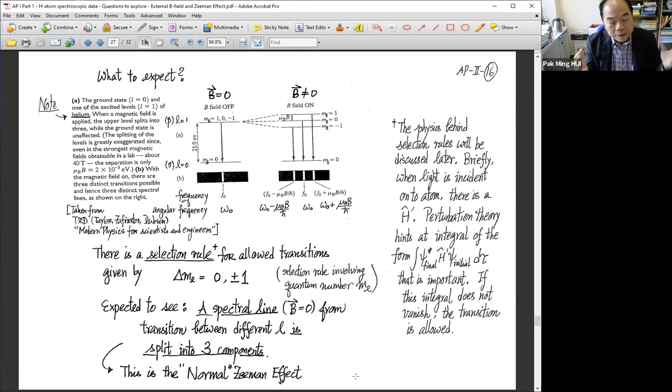Now, after we understand that applying a B field makes the states split and removes the ML degeneracy, we have a way to understand the Zeeman effect. For example, 2p to 1s. You understand what I'm saying?